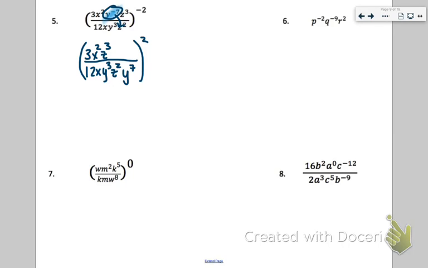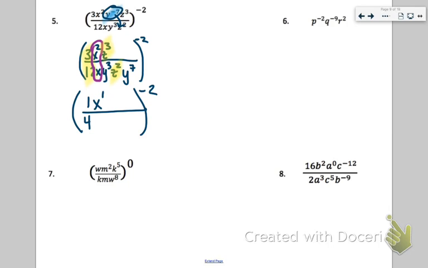So I didn't do any of my exponent rules just yet. I kept the positive exponents and moved the negative. Now I'm going to apply my rules inside the parentheses. All right, 3 over 12, that's going to reduce to 1 over 4. We have x squared over x. Division rule says subtract our exponents. 2 minus 1 is 1, so we get x to the first in the numerator.